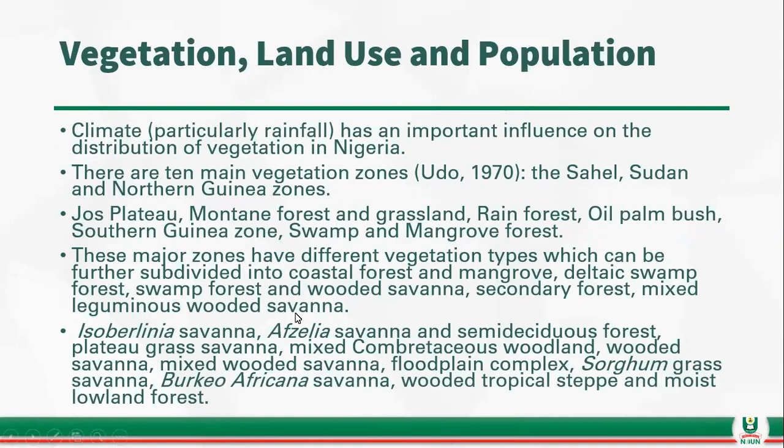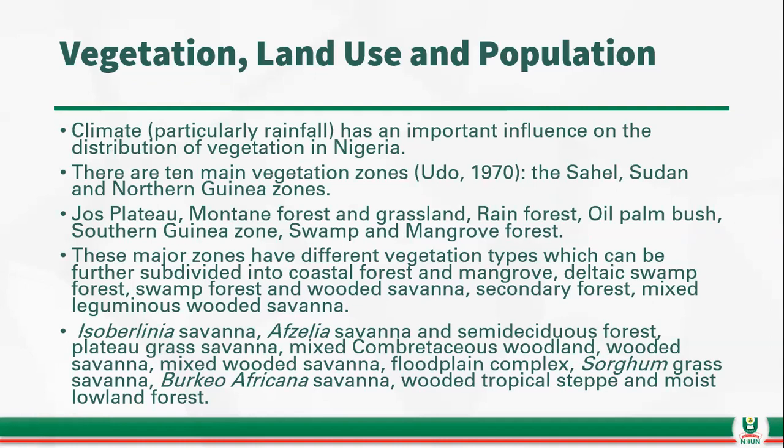Now, what are the vegetation, the land use, and the population of Nigeria? What can we say is the vegetation of Nigeria? What's the land use and all of that? So climate, particularly rainfall, has an important influence on the distribution of the vegetation in Nigeria.